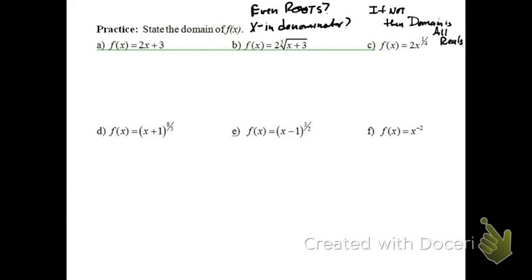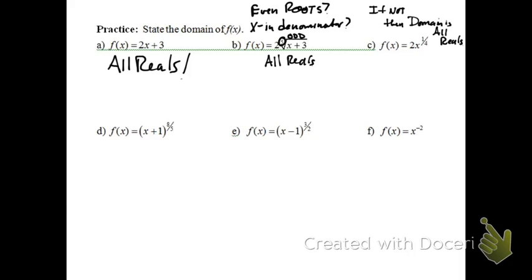So let's take a look at A. I look at f of x is 2x plus 3, and I notice there is no even roots, and there are no x values in the denominator. As a matter of fact, f of x equals 2x plus 3 is just linear. I can plug in any x value I want. So this is all reals. I have no domain issue. Take a look at B. Now when I look at B, I have a root, but the index is 5, which is odd. There is no domain issue for an odd root, so once again, my domain is not restricted. I can use all reals, and it's not going to be a problem.